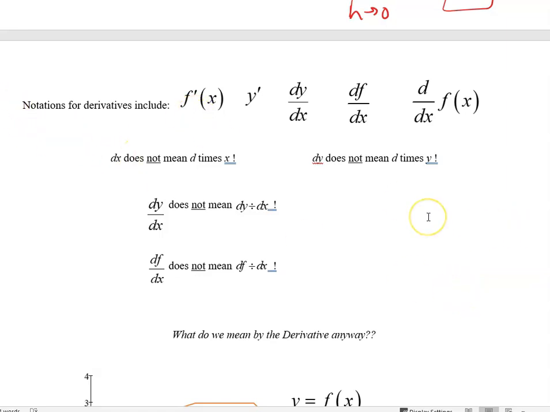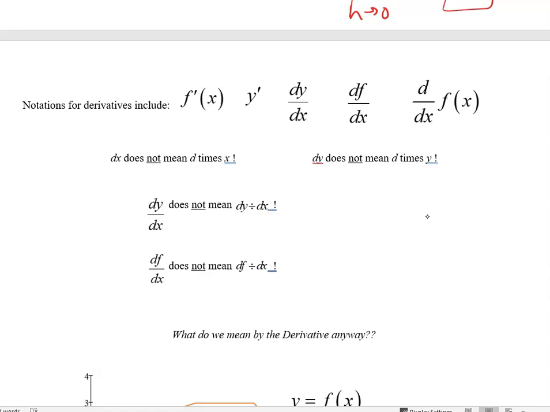Notations for derivatives. Derivatives have several notations. Historically, different mathematicians, including Isaac Newton, were looking at the same topics around the same time and using different notations. And so we have different notations that we use interchangeably. This first one is called f prime of x, is how we would say that. We could also say y prime, so that little apostrophe means prime.